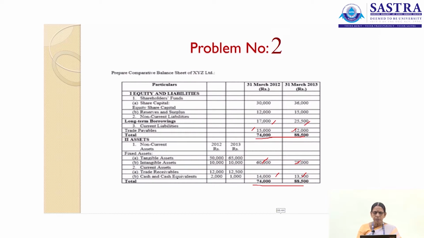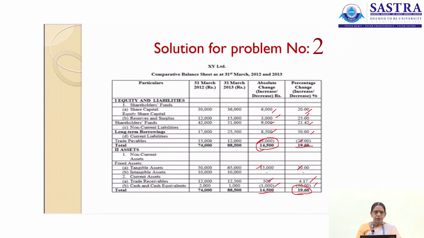Though the items are given in total, whenever we are going to prepare a comparative balance sheet, we have to show the items individually. Now see to it, equity and liabilities. We have a share capital. Share capital is 30,000 and 36,000. We have a 6,000 as change, so this is 20%. As usual, 6,000 divided by 30,000. Again reserves and surplus we have a 3,000 increase, 3,000 divided by 12,000 we have 25%.